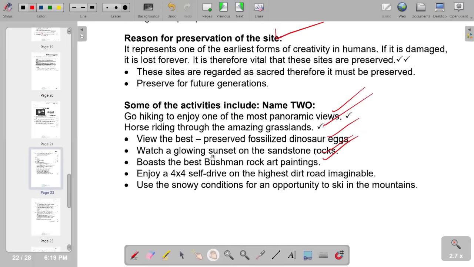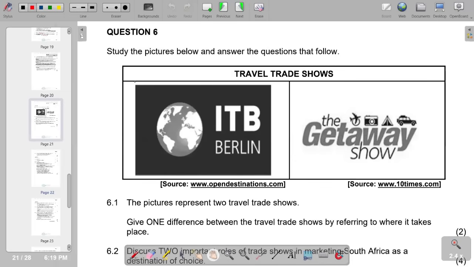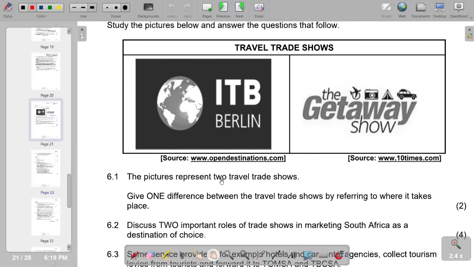And this marks the end of our question 5. And we move on to the next question, which is question 6. So this is question 6. Question 6, study the pictures below and answer the questions that follow. So we're given the travel trade shows where we have the ITB Berlin and also the Getaway Show. So the pictures represent two travel trade shows.